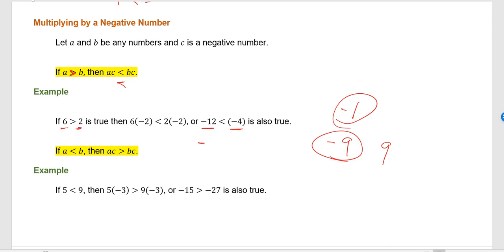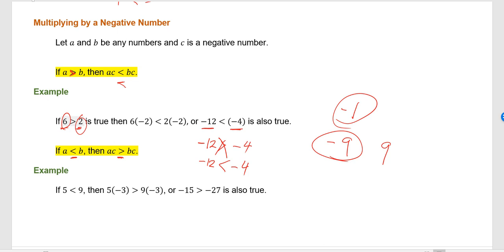Right? So negative 12, now, you can't say negative 12 is greater than negative 4. This is not true, right? Negative 12 is less than negative 4, right? So this is why when you multiply by negative numbers, you have to flip the inequality sign. Okay? Let's look at another example.